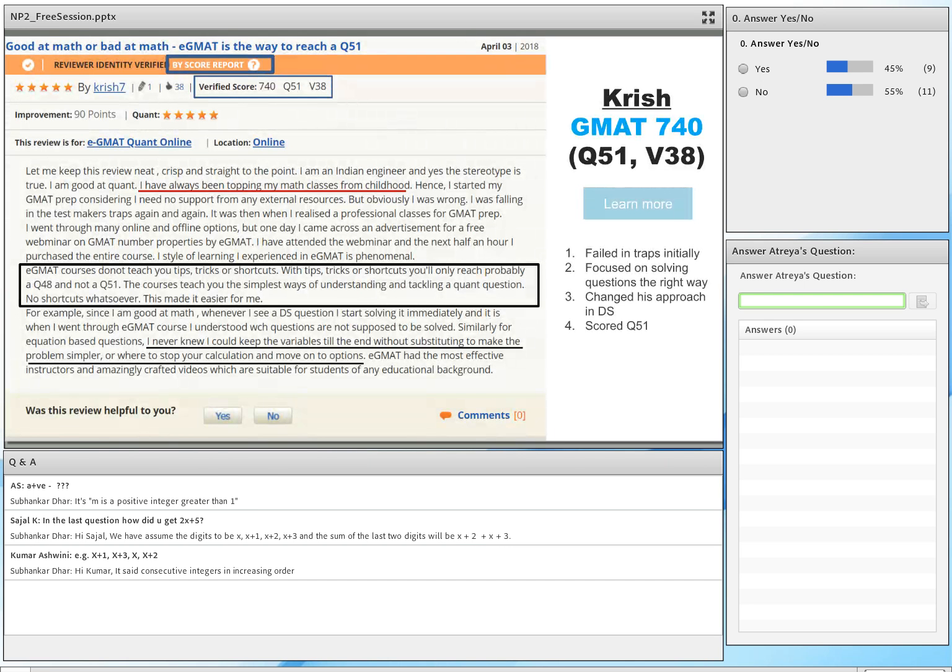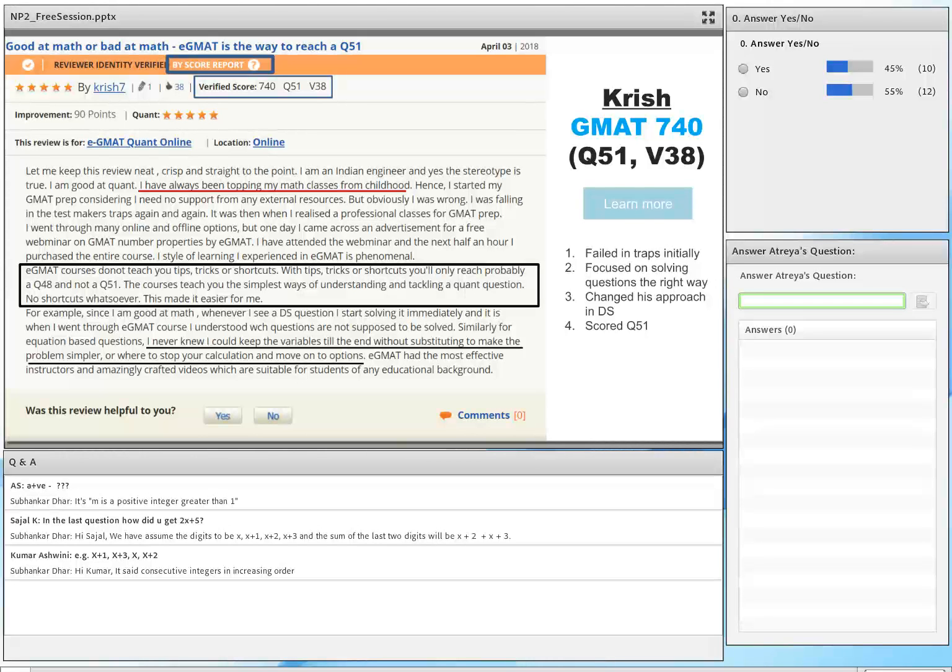Now I'm going to talk about some success stories that we recently had. The first success story that I'm going to talk to you about is of Krish. Now, you can read his full story on GMAT Club. He has a verified review over there. Now, Krish had always excelled in maths, normal maths. But despite being a topper in math, he was unable to excel on GMAT Quant.